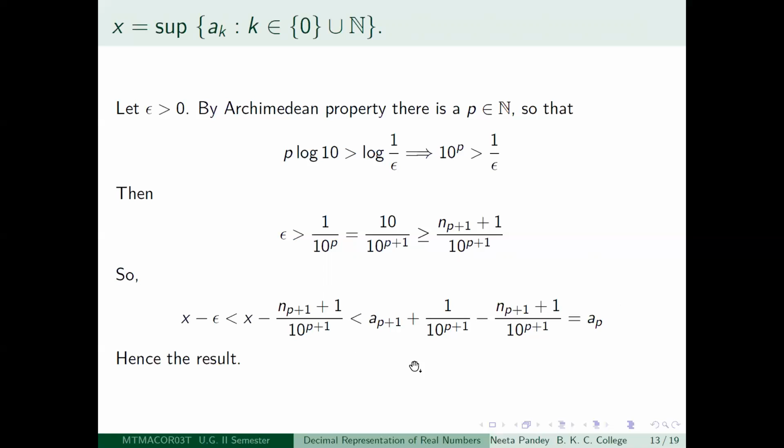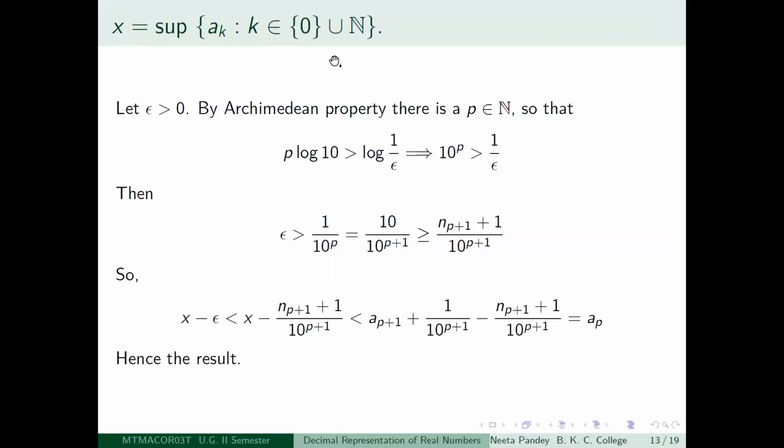So what have you got? That if you reduce your x by the positive quantity epsilon, then the number which you get, x minus epsilon, is going to be less than a_p. You will be able to get such an a_p. Therefore, x is the supremum of all this.